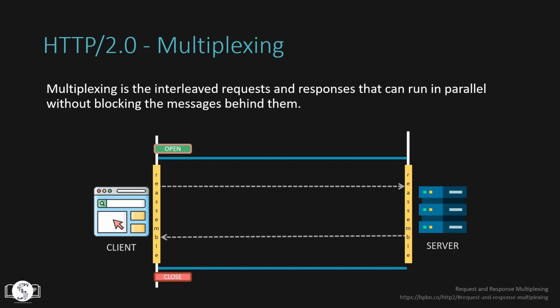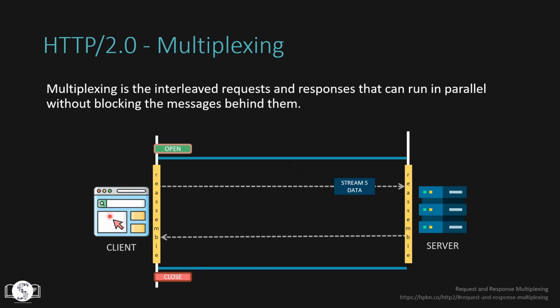Okay, let's talk about multiplexing. The binary framing will identify each frame to a particular stream. It allows the connection to interleave these frames during transfer and then reassemble them at the other end. The interleaved requests and responses can run in parallel without blocking the messages behind them, and this process is called multiplexing. This slide shows multiple streams in flight within the same connection.